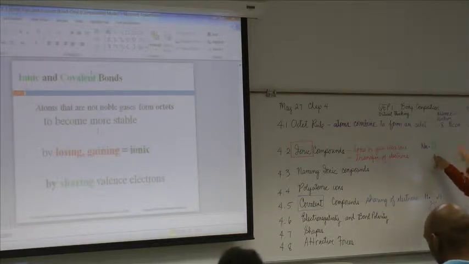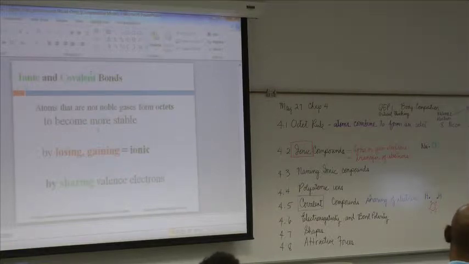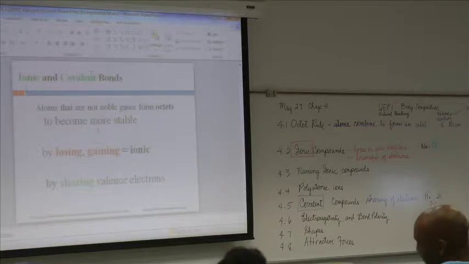Chlorine is in group 7A, right? We call them the halogens. They tend to gain one electron from the group 1s. While group 6A, or group 16, will tend to gain two electrons from group two. You see how?